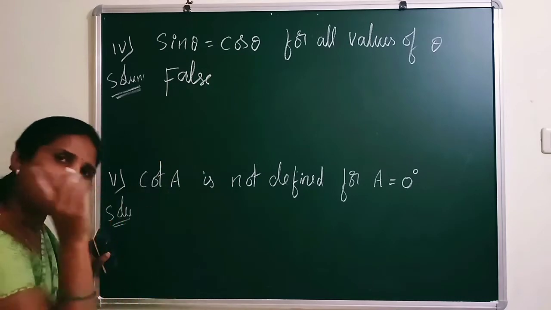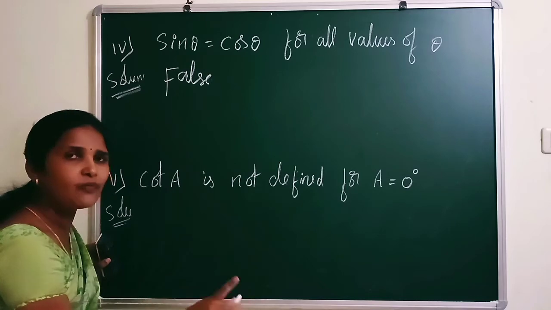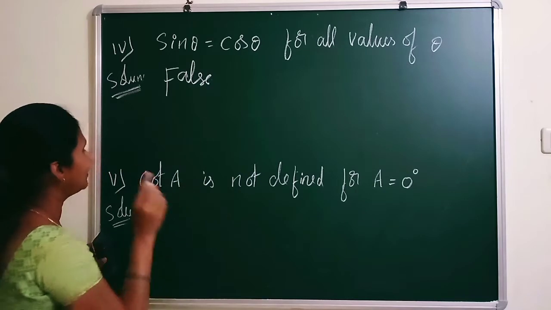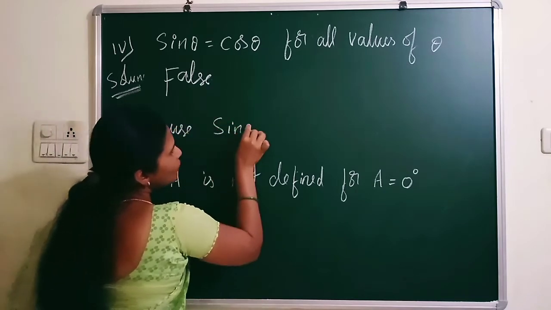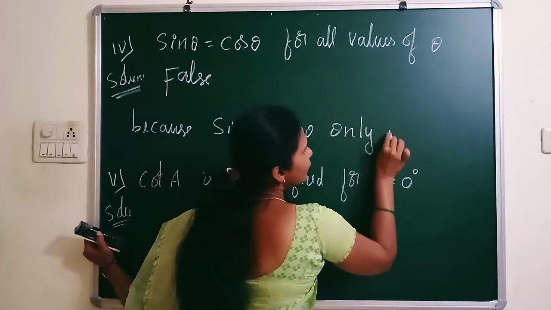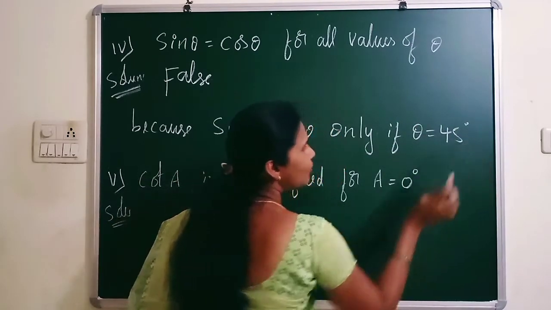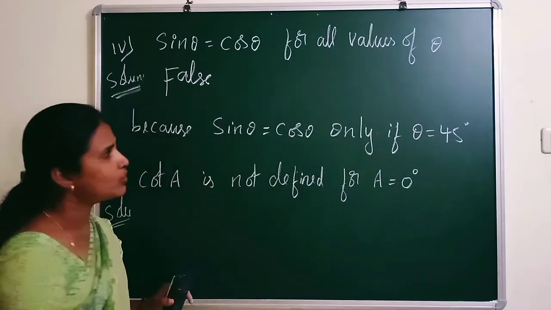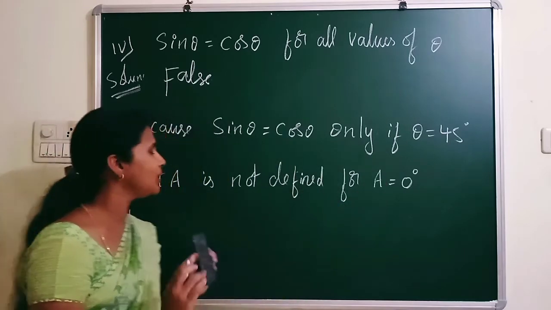According to his statement, it should be equal for all the values, but they are not equal. Sin and cos values are not equal for all the values. Only it is equal when theta is 45 degree. So you can give the reason: sin theta equals cos theta only if theta equals 45 degree. When you observe the table, you will see that sin 45 equals 1 by root 2 and cos 45 is also 1 by root 2. But for the remaining angles, sin and cos are not equal.